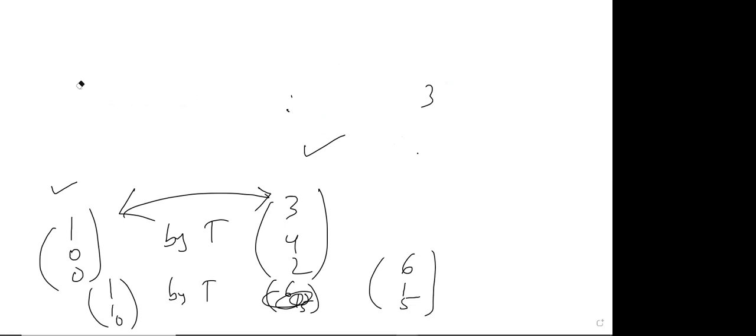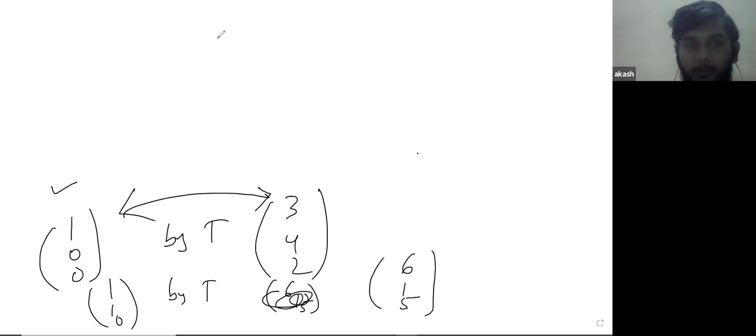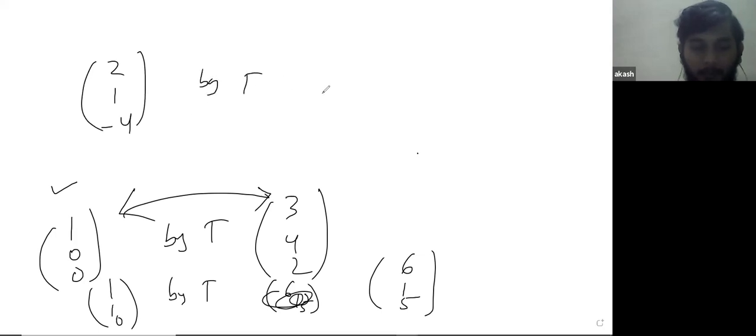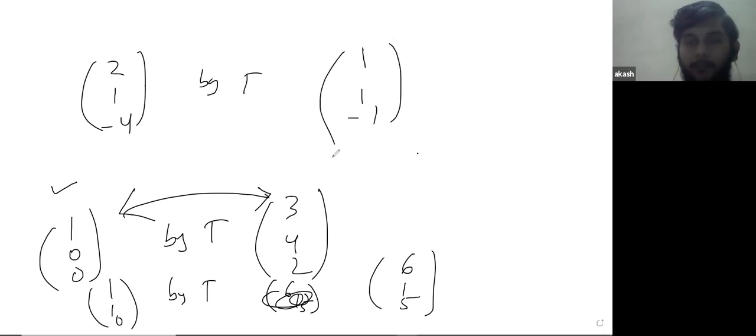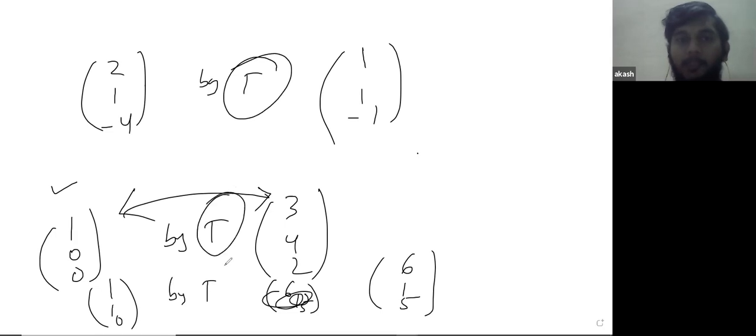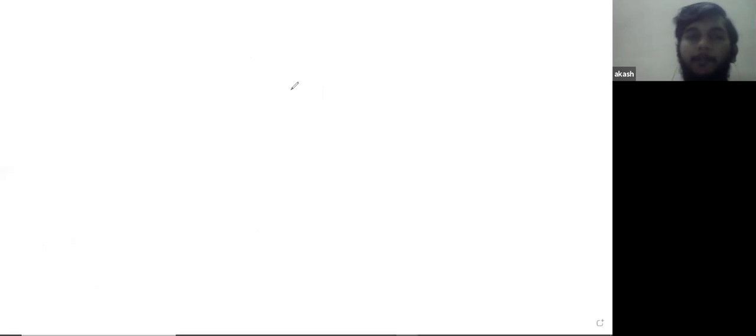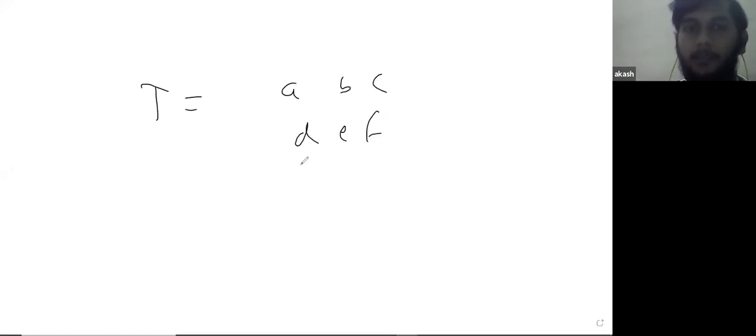Yes, sir. And there is a third point also. Then they are saying the point with position vector 2, 1, minus 4 is transformed by T to the point with position vector 1, 1, minus 1. They have given you 3 points and the transformed points, the images of the points, right? They are asking you to find the transformation matrix T. How are we going to solve this? Suppose T is A, B, C, D, E, F, G, H.